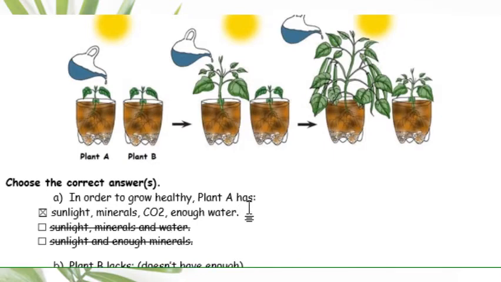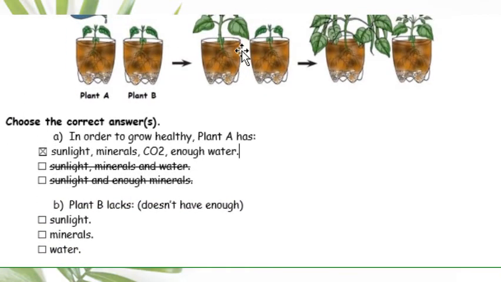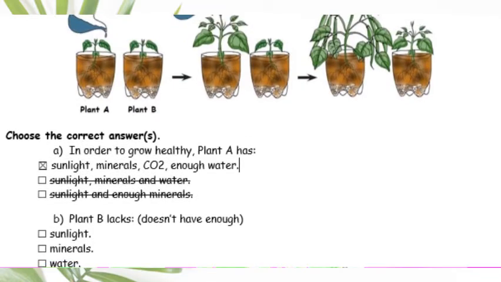All plants need 4 things to grow healthy, and we can notice how plant A is growing in a healthy way and in a beautiful way. So plant A has sunlight, minerals, CO2, and enough water. Plant B lacks. So let's take a look at plant B.